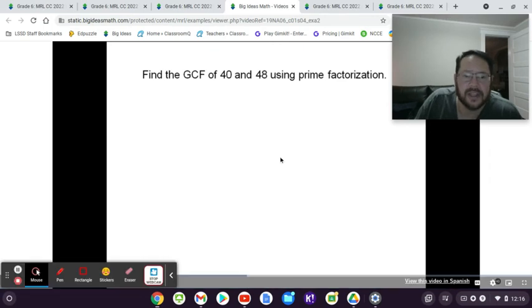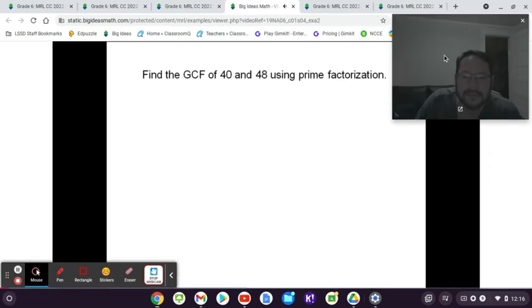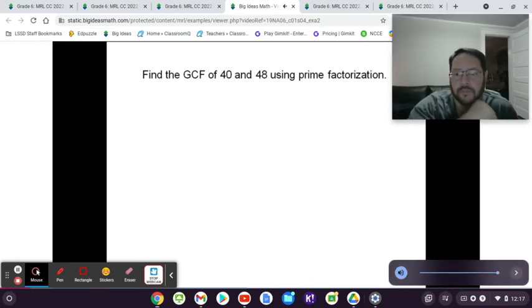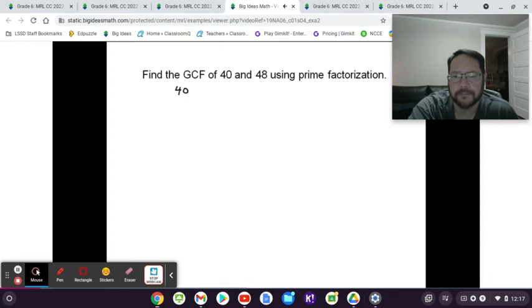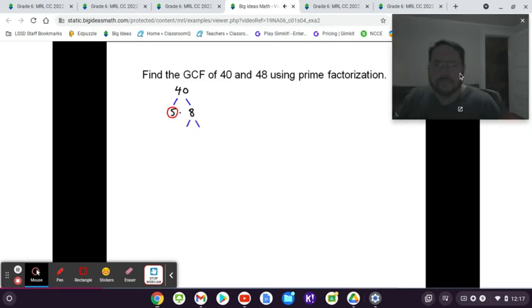Okay, here we go. Hopefully the audio plays. Let's find out. Find the GCF of 40 and 48 using prime factorization. First, make a factor tree for each number. One way to make a factor tree for 40 is as follows. 40 is equal to 5 times 8. 5 is prime, and 8 is composite, factoring into 2 times 4.